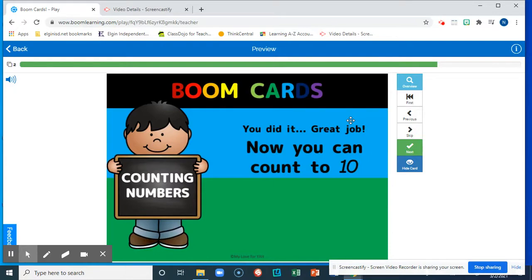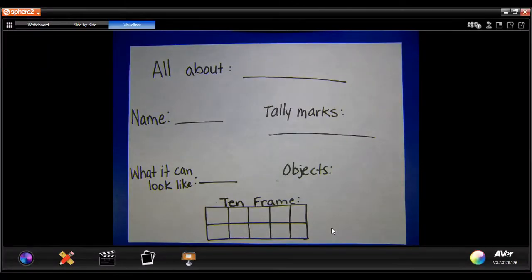Okay, so now let's go over our homework. Guess what we're doing today for your homework? You guessed correct. Today we will continue our all about posters. Today we're going to be doing all about number 9 and all about number 10. So go ahead and pause this video if you want to do this with me. Grab your paper, grab your pencil, markers, crayons, stickers, whatever you need to work on your poster. So let's get started.